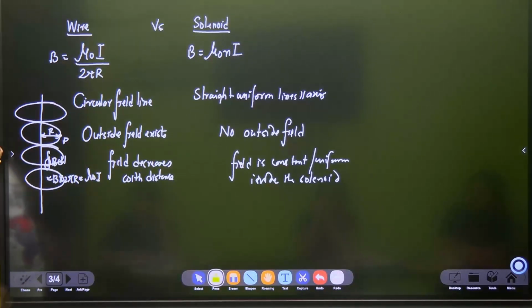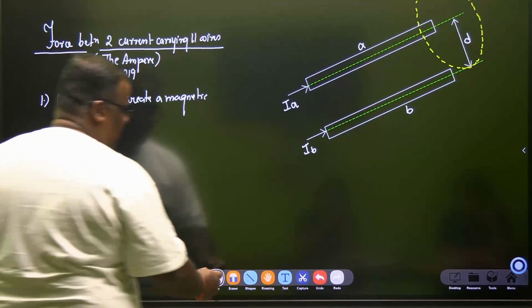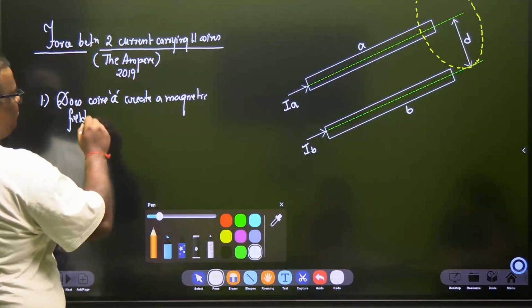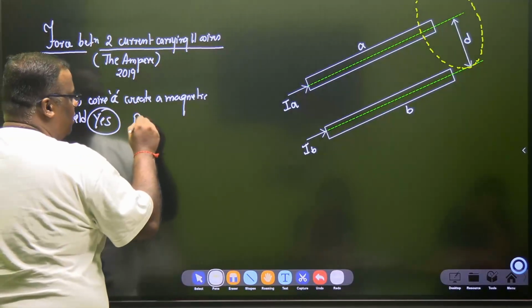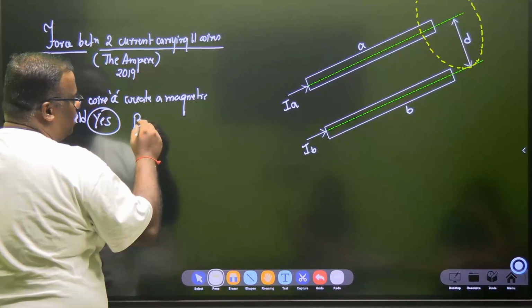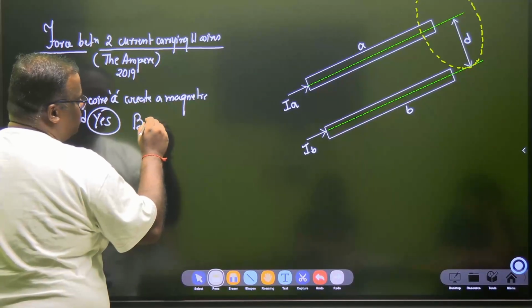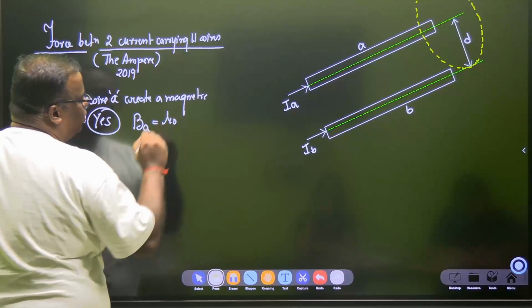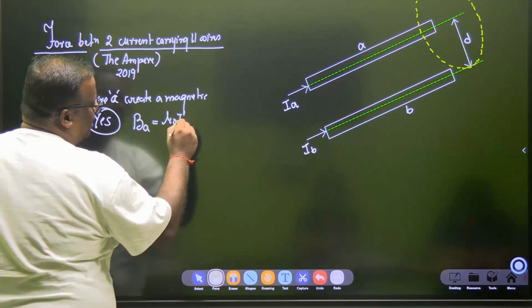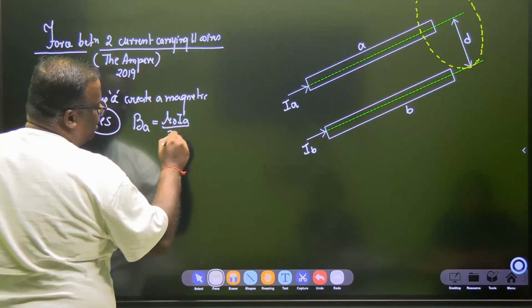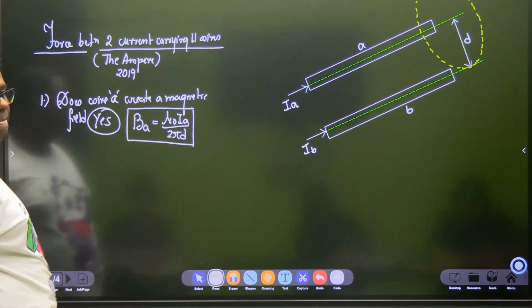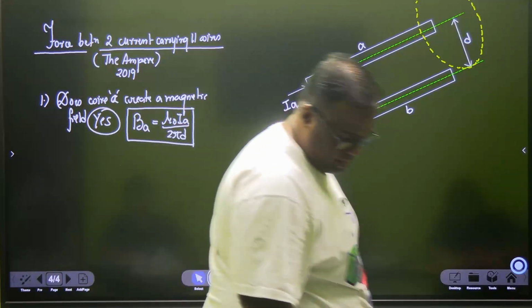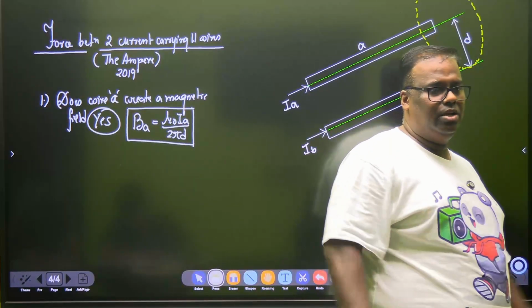It's the same thing. This distance is now d, correct? So can I write that wire A will create a magnetic field? My answer would be yes. And this magnetic field, created due to A, will be given by mu naught I A divided by 2 pi D. Think, children. Is this clear or not?